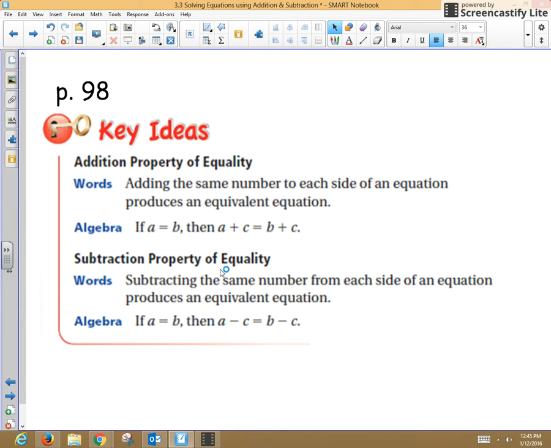The subtraction property of equality says about the same thing, but the opposite. Subtracting the same number from each side of an equation produces an equivalent equation. So if A equals B, then A minus C also equals B minus C. So take a moment and copy down the key ideas.